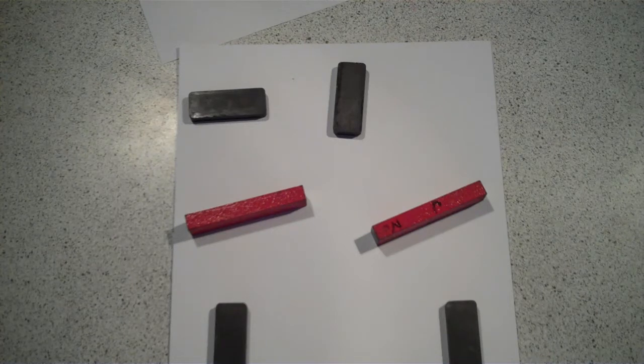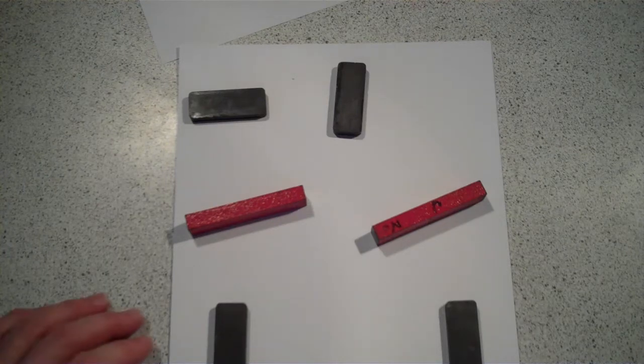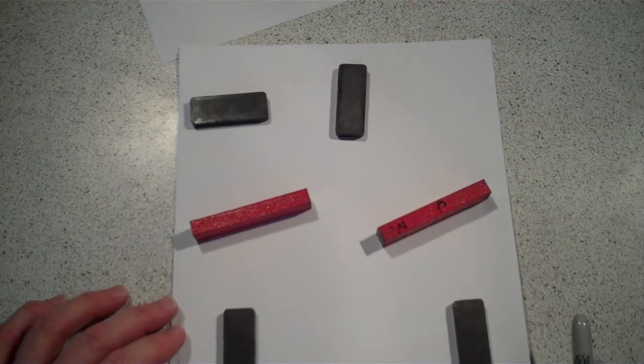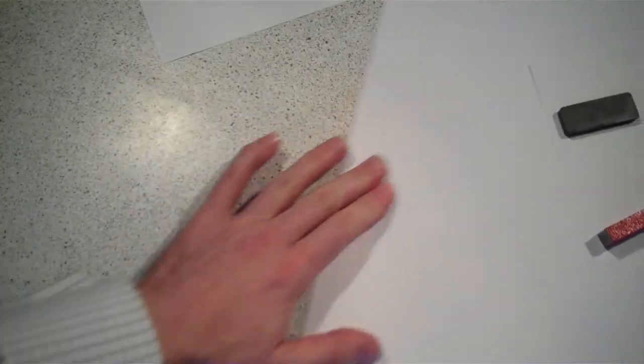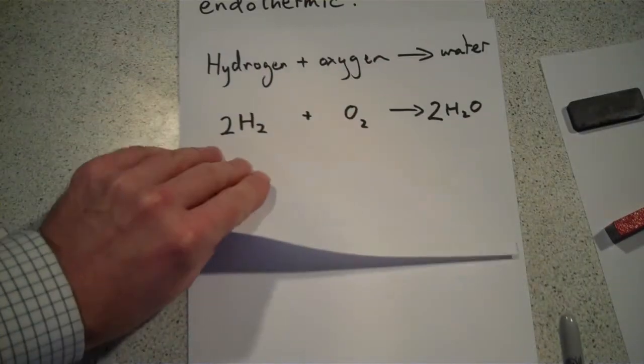So the first step in a reaction is to break all the bonds in the chemicals that are reacting, what we call the reactants. Now, if we want to find out whether a reaction is exothermic or endothermic, we need to know how much energy we have to put in to break all those bonds. So, moving that away for a moment, let's remind ourselves of the reaction we're doing.